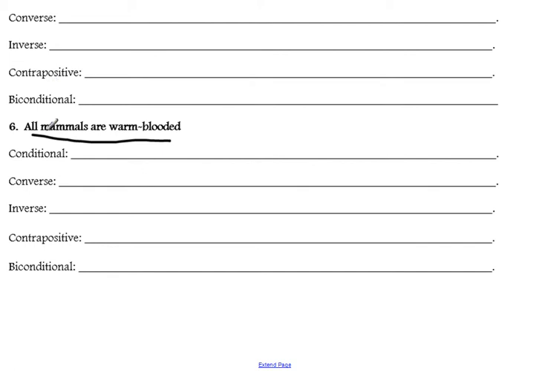So I can't just put if all mammals then are warm-blooded. I have to refer to what a mammal is. Well, a mammal is an animal. So I can say if an animal is a mammal, then it is warm-blooded.